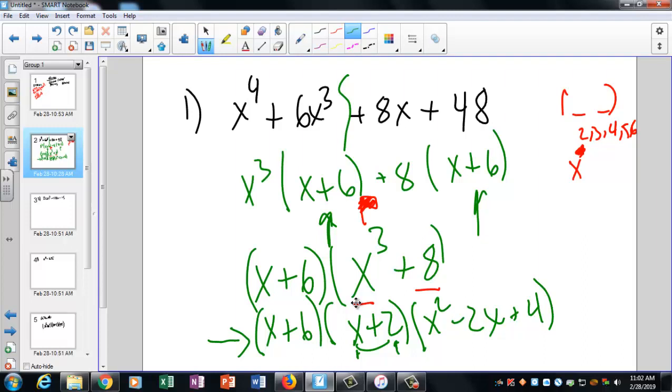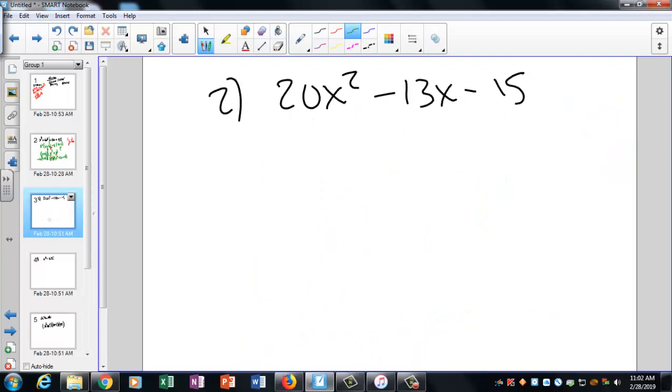All right. So then we move on to number 2. Now, number 2, I hope works. Was anybody able to factor it? Okay, a couple people did.